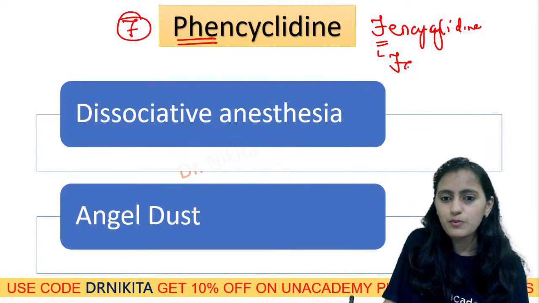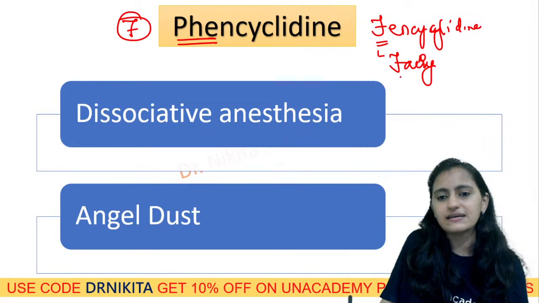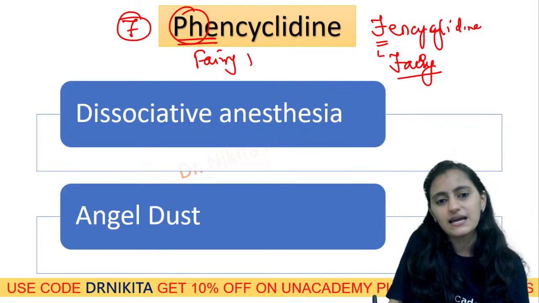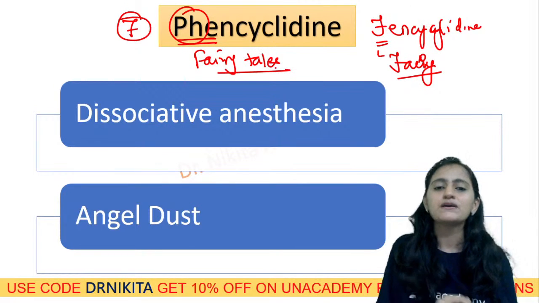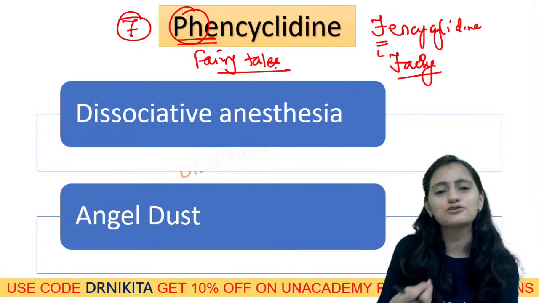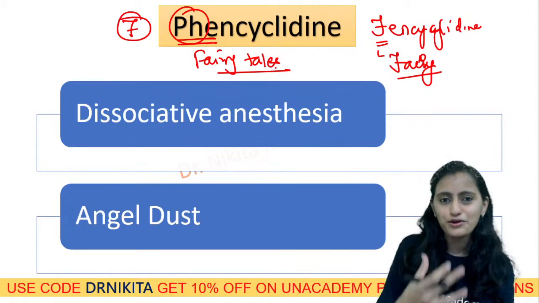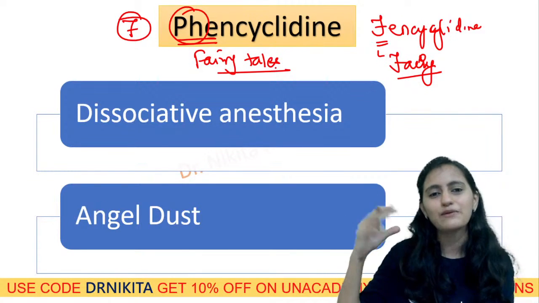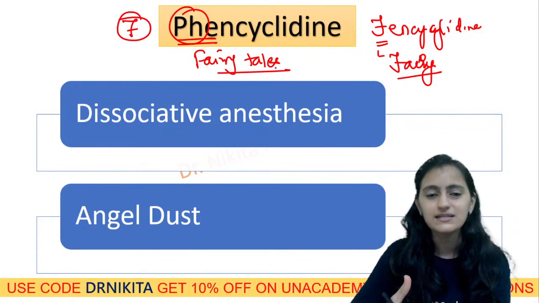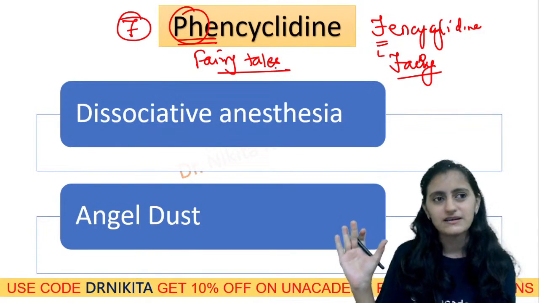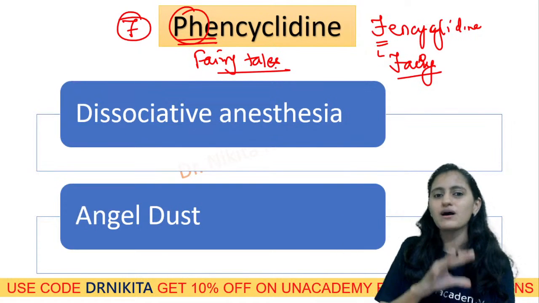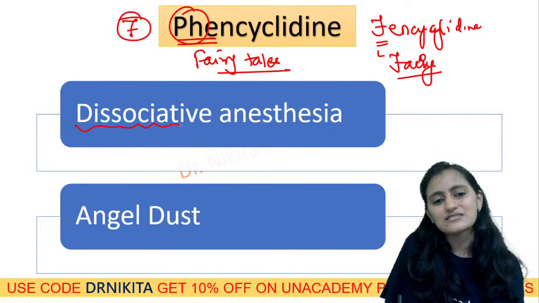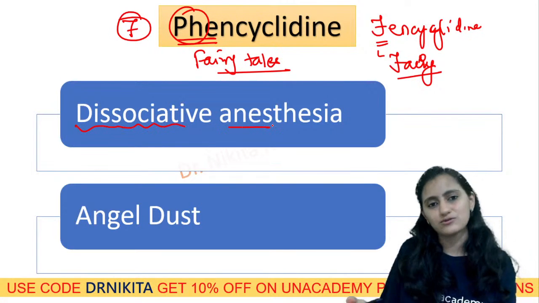So F से we basically remember fairy. ठीक है? Phencyclidine is basically fairy. When you tell fairy tales to a child, or you yourself while telling the fairy tales, we go into a different world. While we are narrating or listening to the fairy tales, हम एक अलग ही दुनिया में चले जाते हैं. So we get dissociated from our real world and we go into another world. So that is your dissociative anesthesia or dissociation.